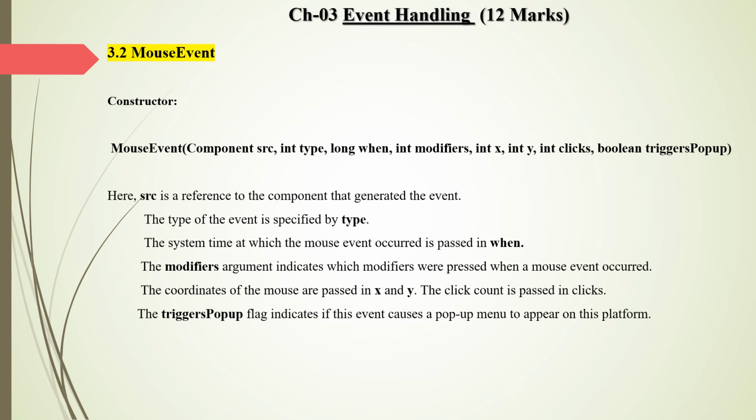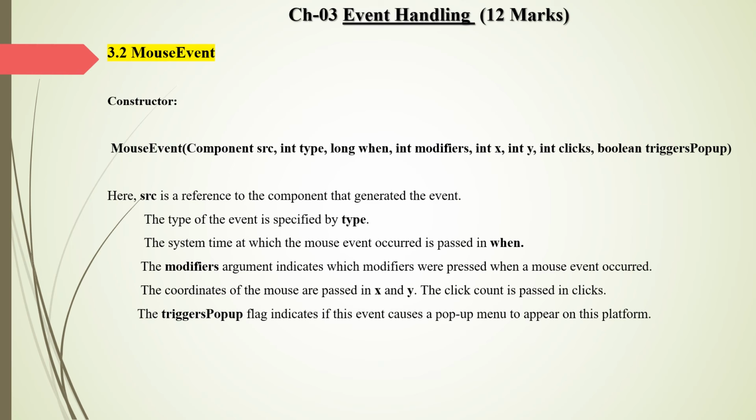First parameter is source, the reference to the component that generated the event, means the component which generated the event is passed in the first parameter. Second, the type of the event is specified by type; there are 8 types of event, and one constant out of those 8 is passed in the second parameter. The system time at which the mouse event occurs is passed in when.